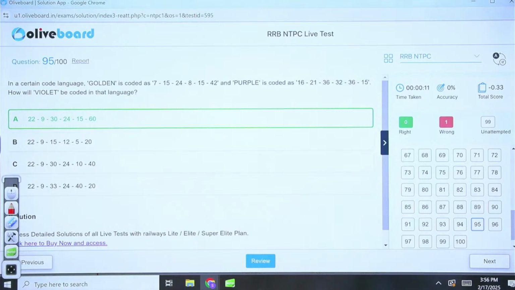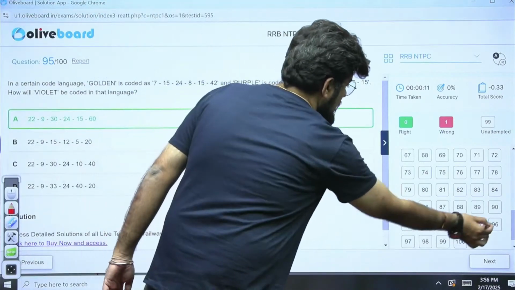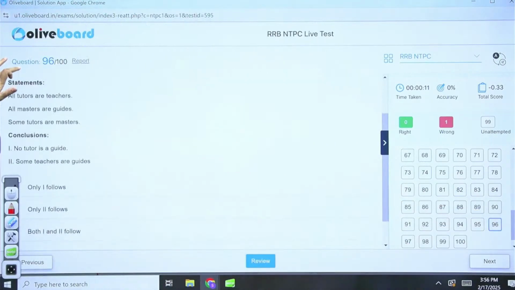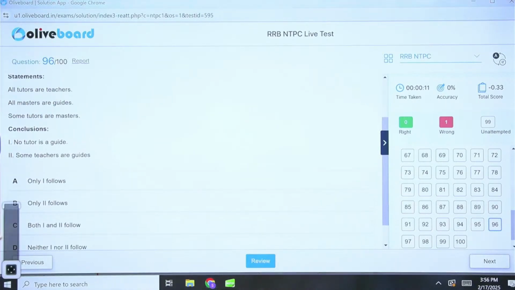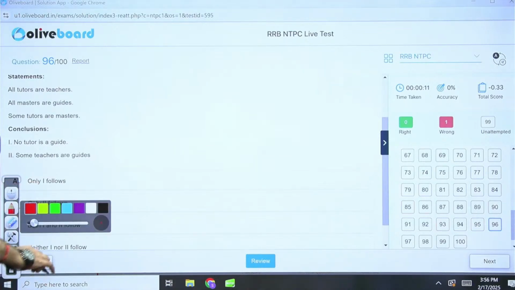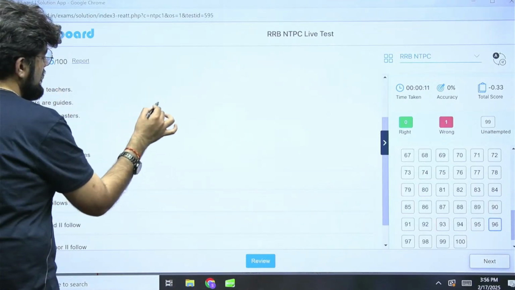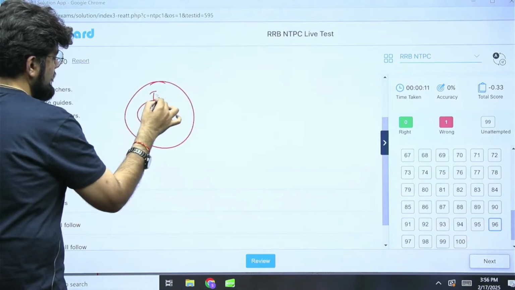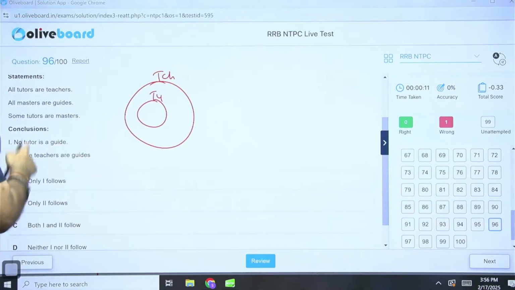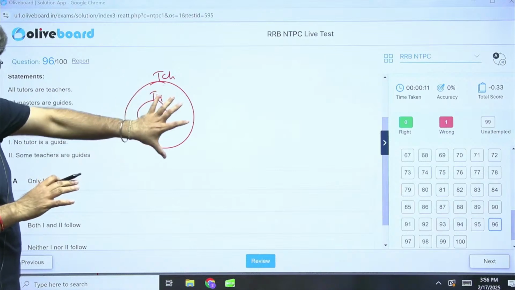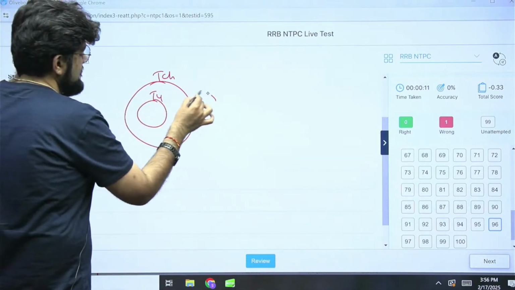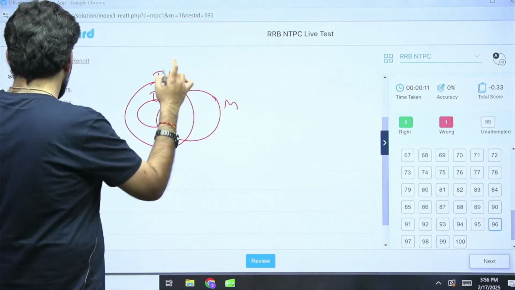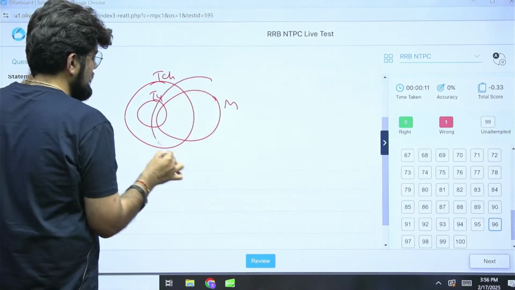Okay, and the last question in this mock for the reasoning section, the 30th question, that is question number 96, but the 30th reasoning question, syllogism based question, absolutely easy. The figure might trick you a bit, but the question is absolutely easy. Look at this one. All tutors are teachers. So we have tutors, we have teachers here. Now, all masters are guides. Okay, let's not make it here because it does not make sense or does not connect as of now. Some tutors are masters. So I'll say some tutors are masters. And now I can read all masters are guides. So I'll make it this way.